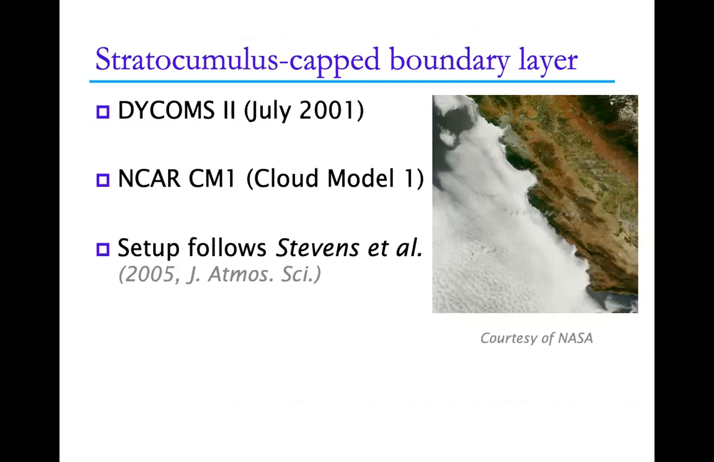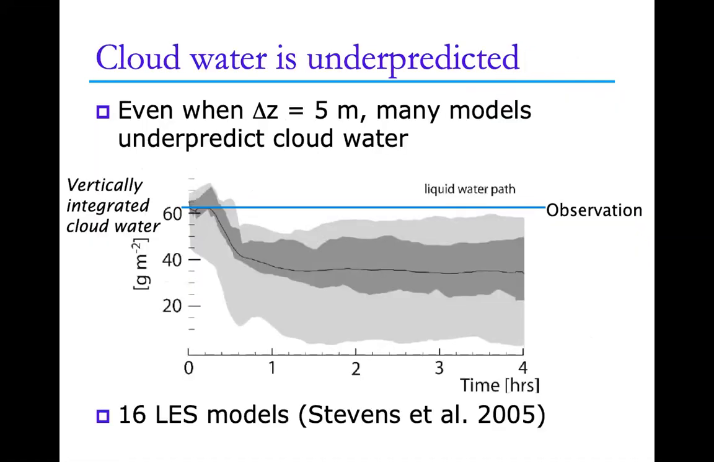So we looked at the test case from the DYCOMS-II experiment that was described in the Stevens et al. paper in 2005. And for these simulations, we're using NCAR's CM1, Cloud Model 1. It's an idealized setup, and it's trying to reproduce conditions that were observed in the field. And this Stevens et al. paper describes 16 different LES models, and they're using resolution as fine as 5 meters in the vertical. And even then, many of the models are under predicting, they're not able to predict the correct cloud water.